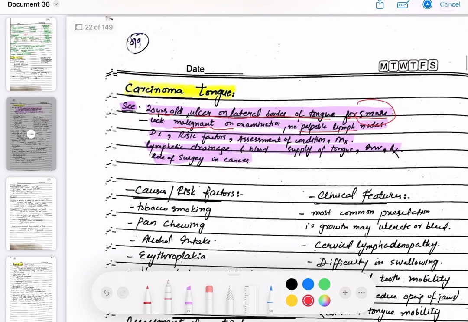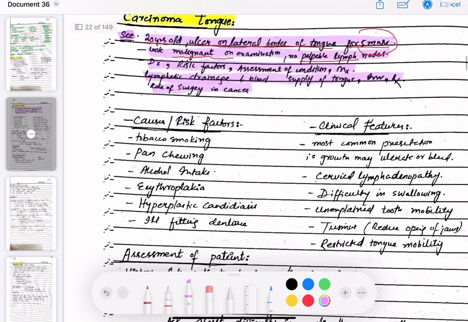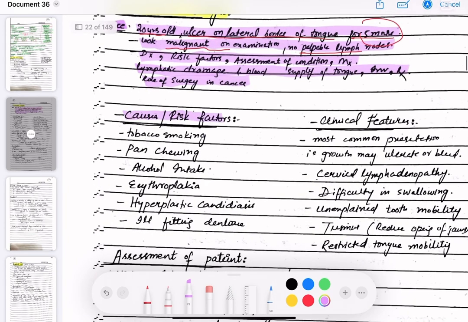So this is the carcinoma of tongue, and the causes or risk factors of carcinoma of tongue are tobacco smoking, pan chewing, alcohol intake, erythroplakia, hyperplastic candidiasis, and ill-fitting dentures. Okay, what are the causes or risk factors? These are tobacco smoking, pan chewing, alcohol intake, erythroplakia, hyperplastic candidiasis, and ill-fitting dentures.